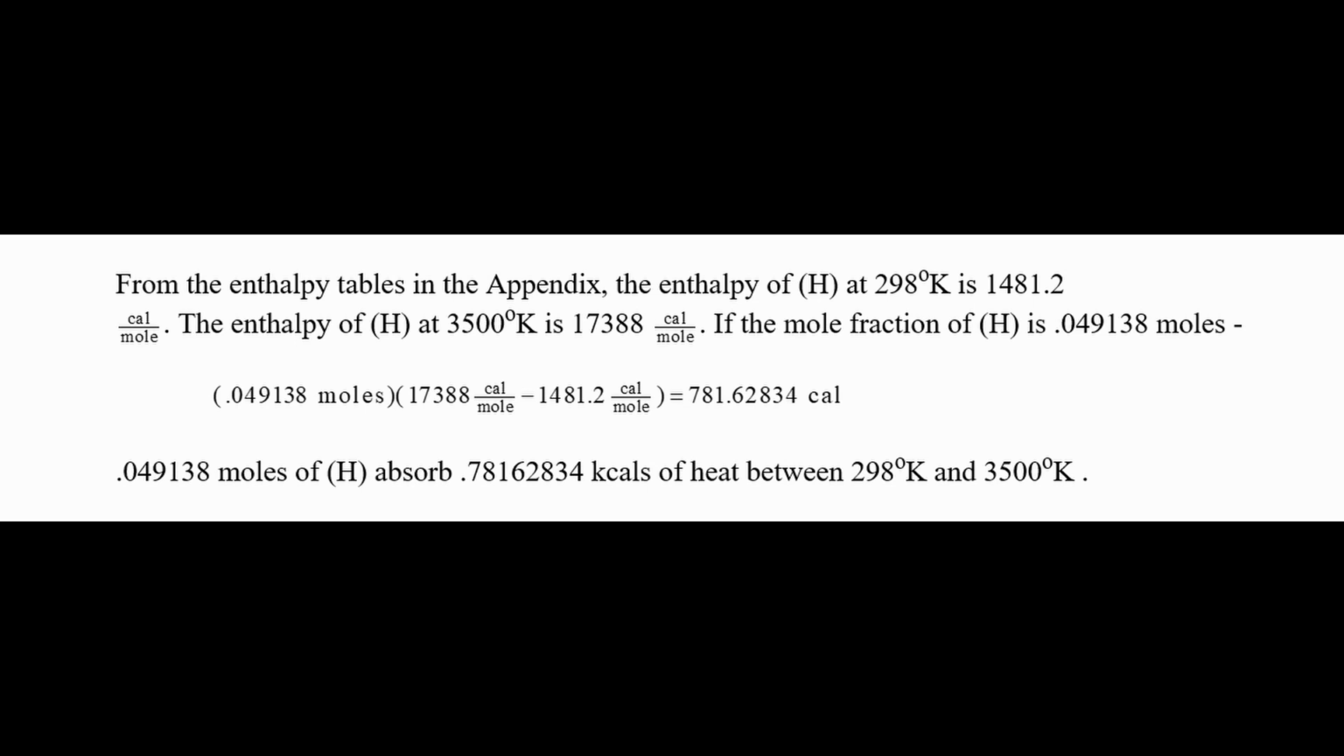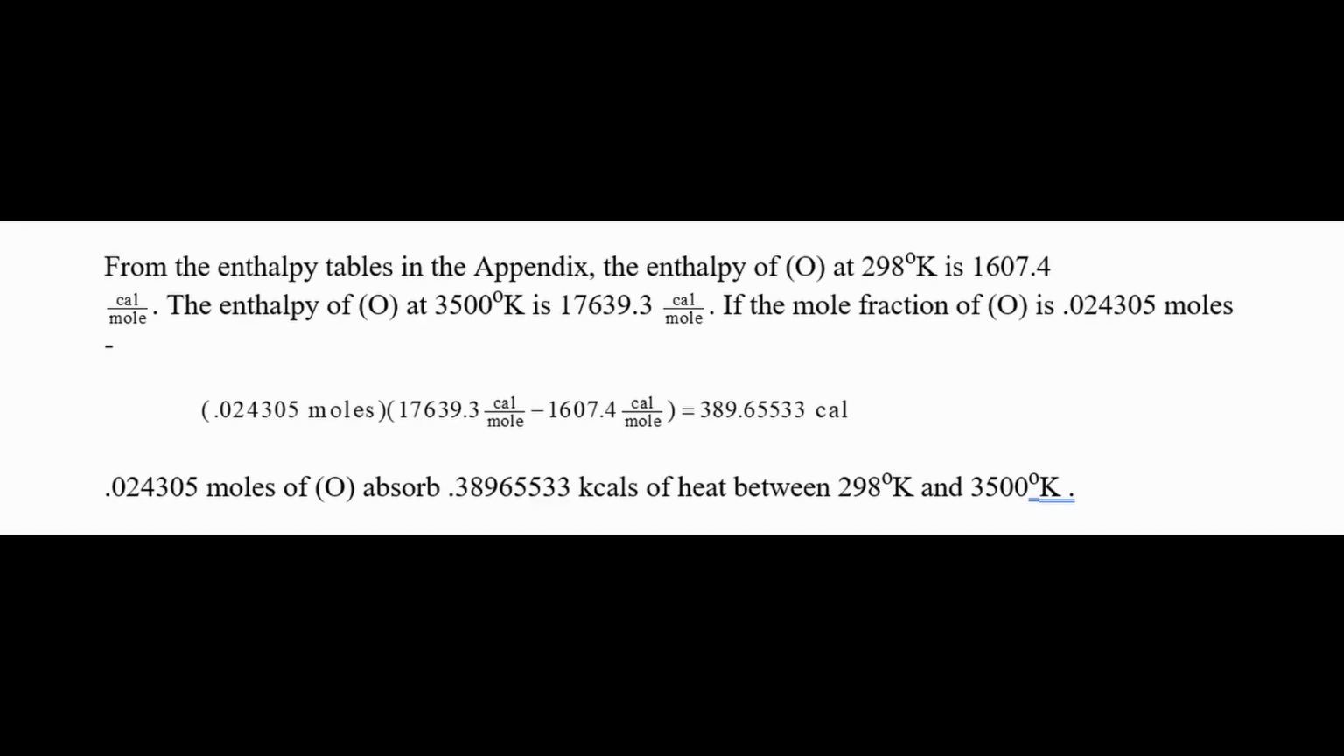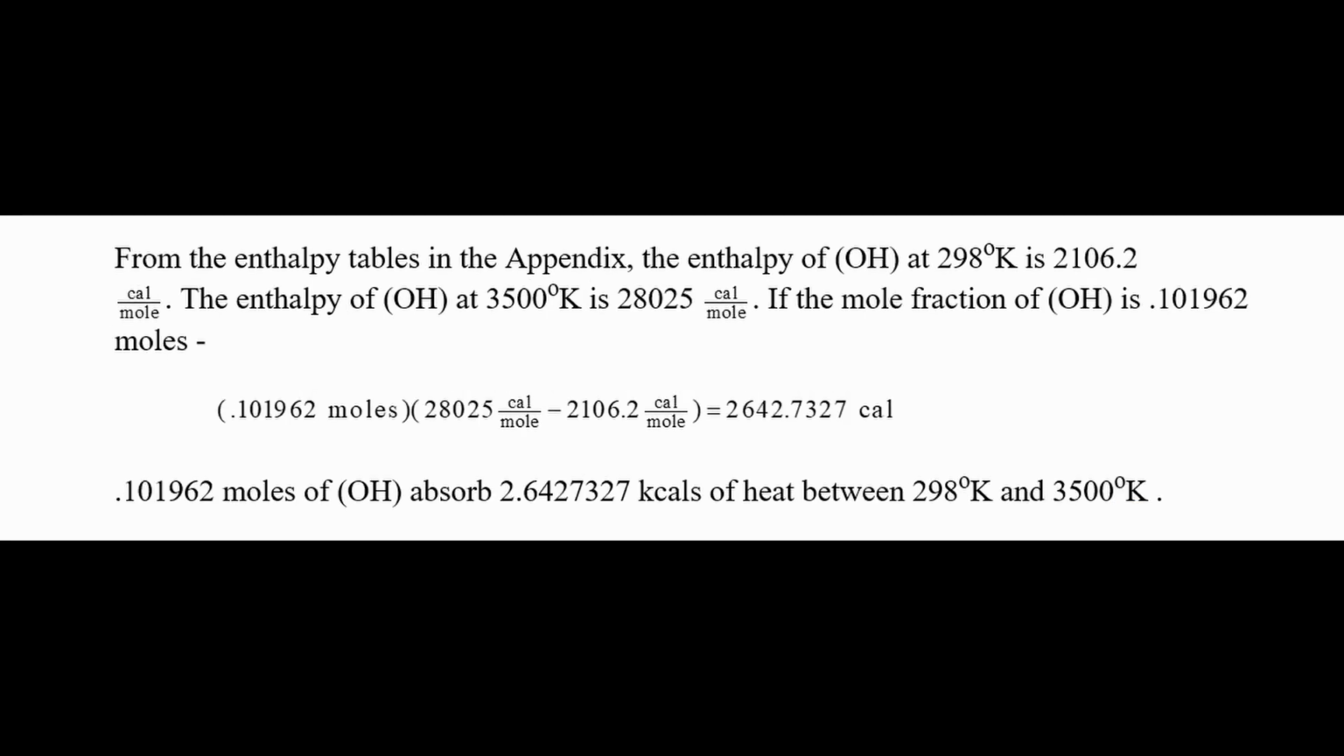Moving on to free hydrogen, we find that 0.049 moles of H absorb 0.781 kcals of heat between 298 K and 3,500 degrees K. For O2, we find that 0.044 moles of O2 absorb 1.244 kcals of heat between 298 K and 3,500 degrees K. For free oxygen, we find that 0.024 moles of O absorb 0.389 kcals of heat between 298 K and 3,500 degrees K. Finally, for OH, we find that 0.101 moles of OH absorb 2.64 kcals of heat between 298 K and 3,500 degrees K.